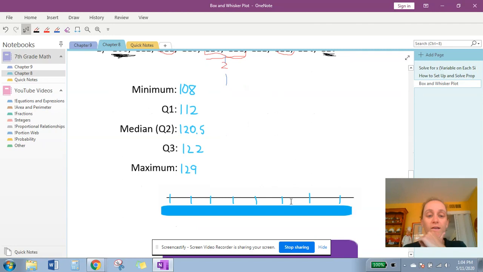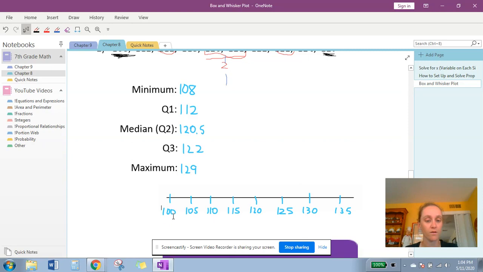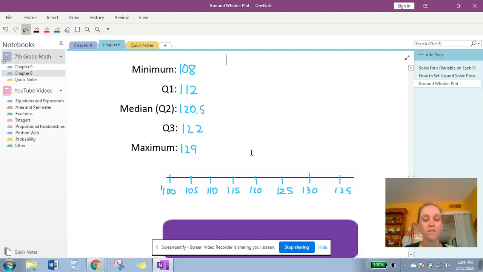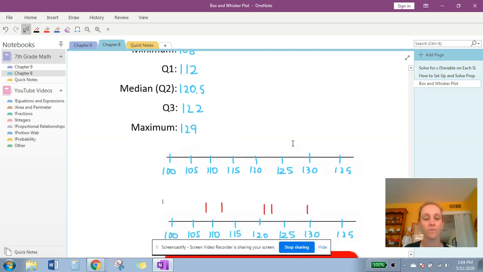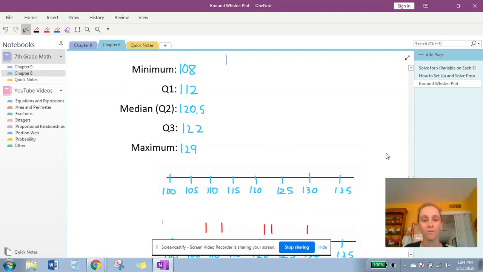Now I need to decide again what numbers do I want to go by on my number line. 108 to 129 is a distance of 21. I think, so I went by 5 on here, just because all the numbers are going to fit nicely, but if you wanted to go by 2s or 3s or another number, you could. Okay, so same thing as last time. I'm going to put my 5 numbers on my number line.